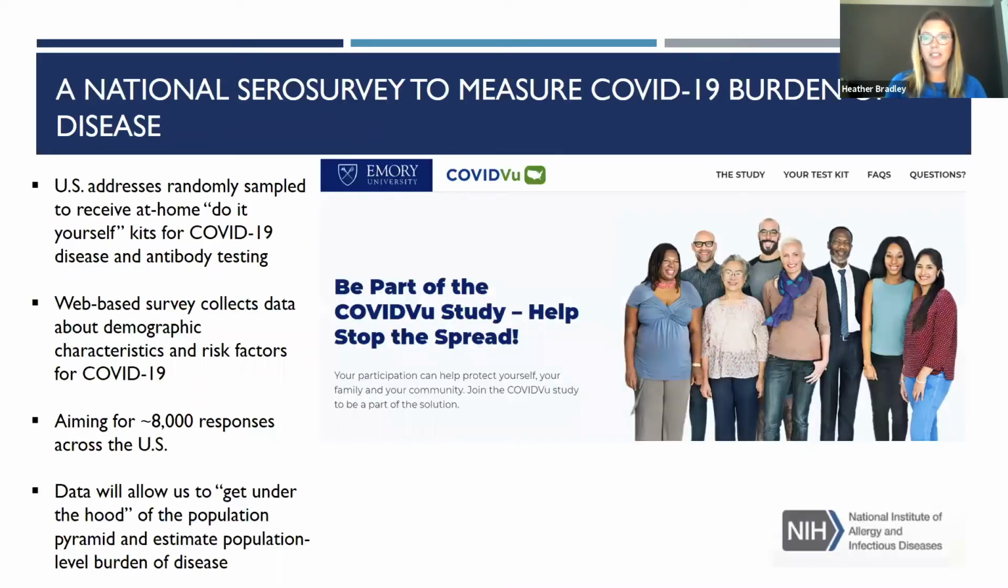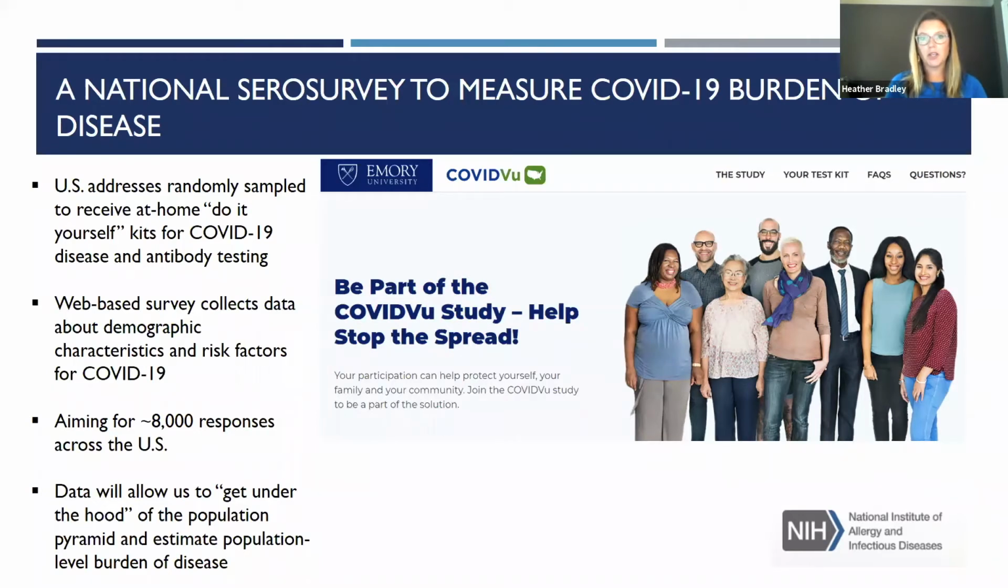So I've been part of a team led out of Emory University to try to overcome these two challenges in measuring burden of COVID-19 disease. We have launched an NIH-funded national serosurvey to measure burden of disease, and you can see a screenshot from our website here. The study is called COVID-View.